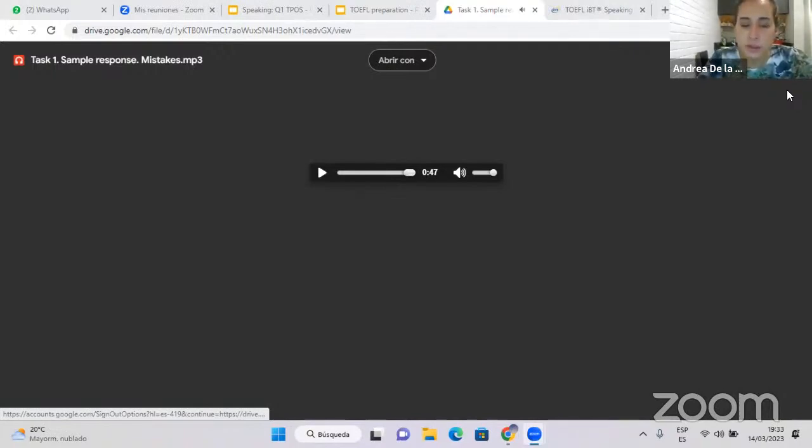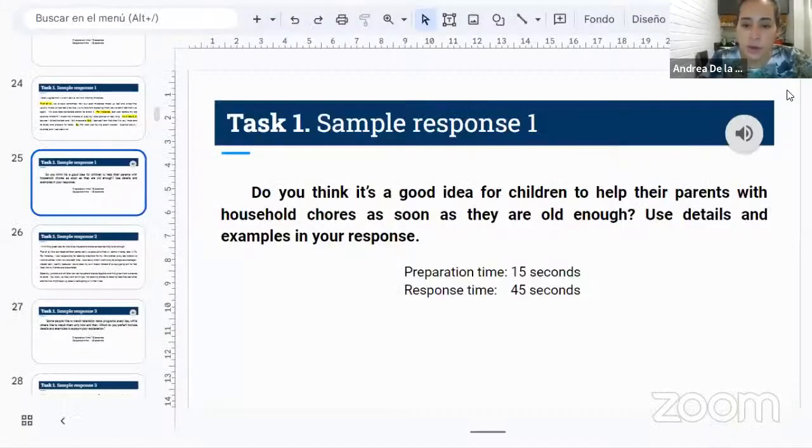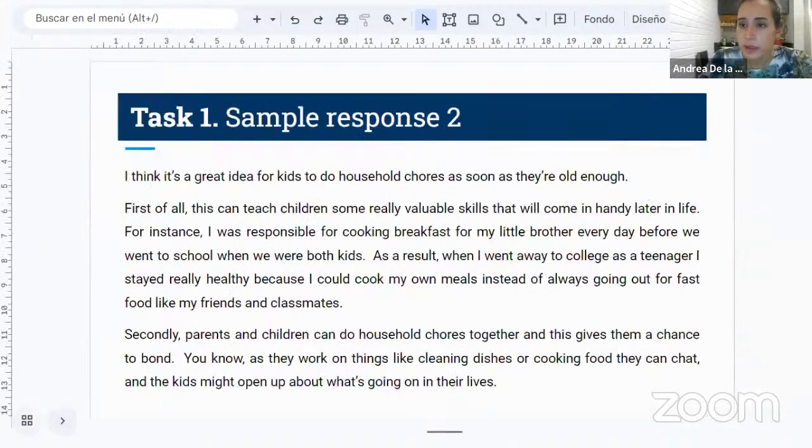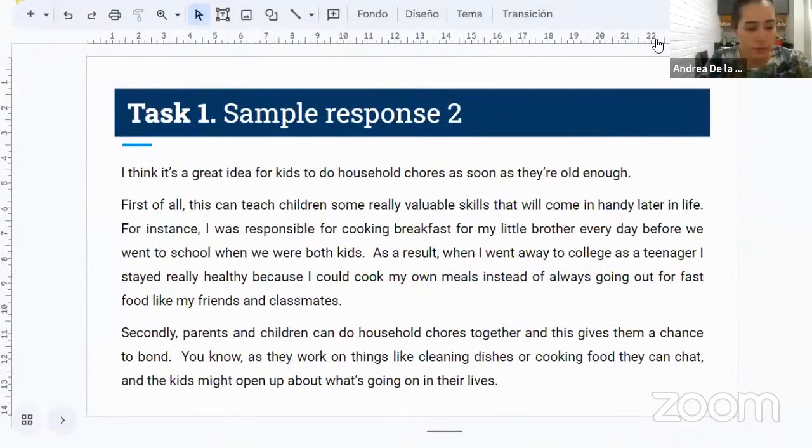Okay, I wasn't sharing my screen. You will hear the question and you will have 15 seconds to prepare your response, right? So you only have 15 seconds to think about this question, and then you need to start speaking already. So what we heard, although it may have seemed like more, it was only 45 seconds of the answer, okay? This is the transcript. Let's analyze the transcript that we have.